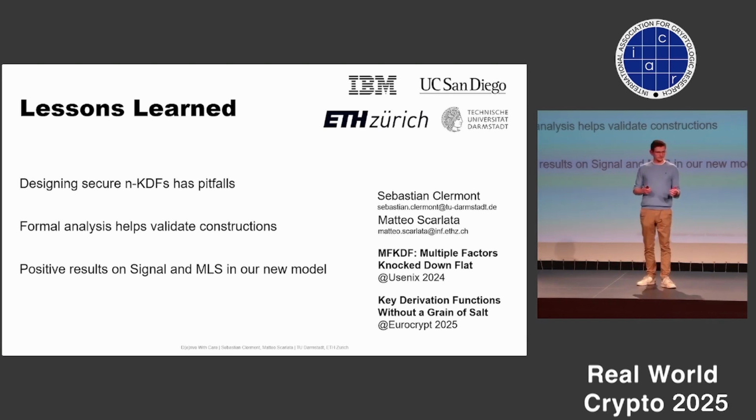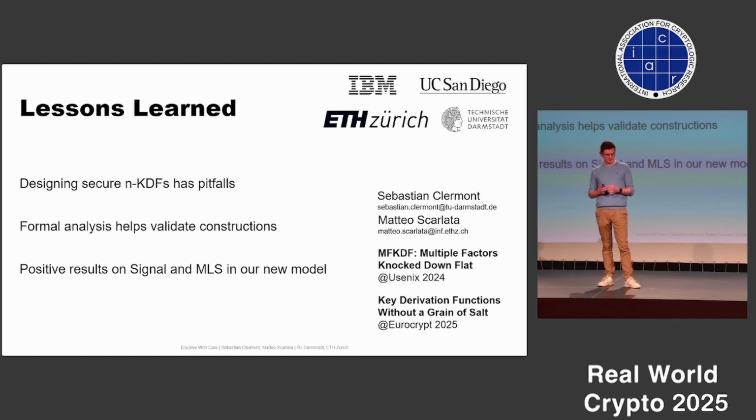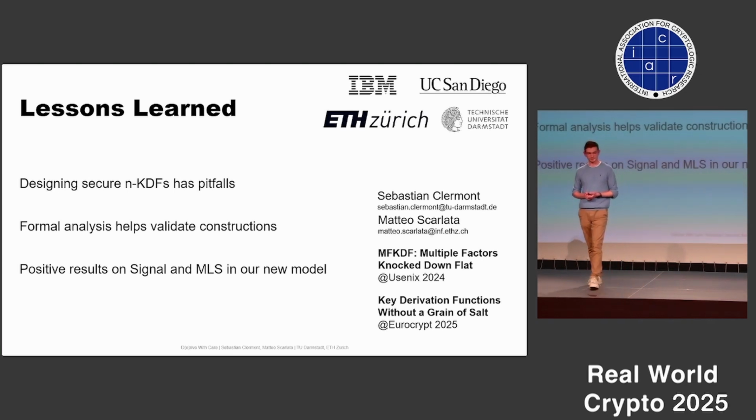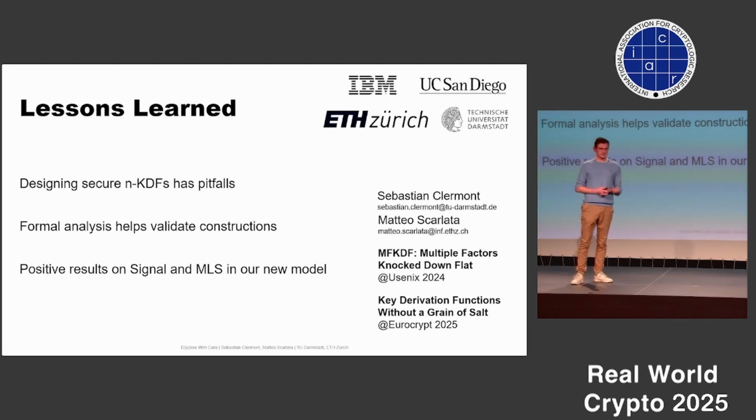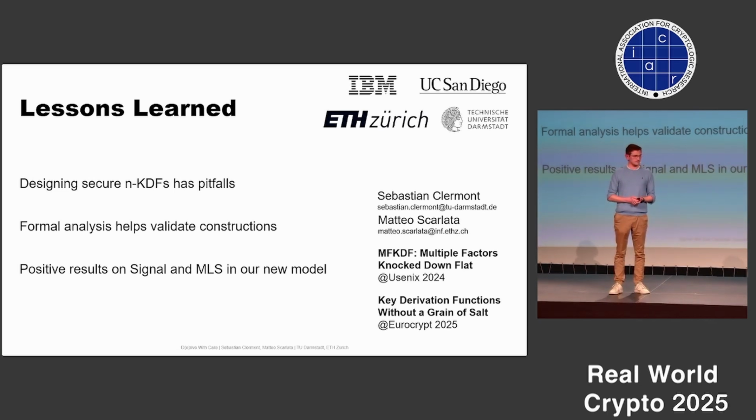This talk was based on 2 papers. The MFKDF part was published at Usenix last year, and was called Multiple Factors Knocked Down Flat. Check it out if you want to learn more about MFKDF. If you want to learn more about key derivation functions with multiple inputs, have a look at Eurocrypt this year, where our paper will appear. It's not yet on ePrint, but will be very soon.